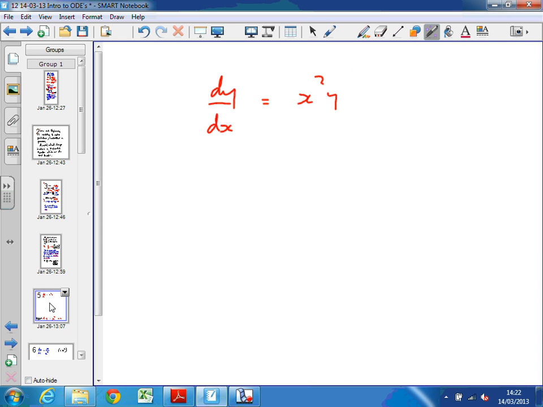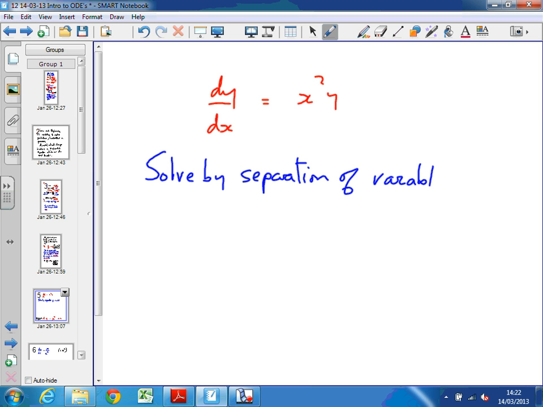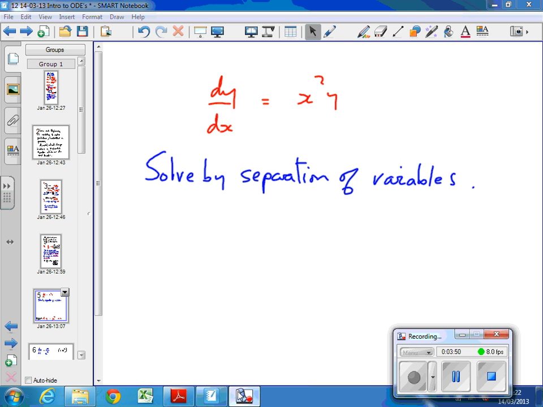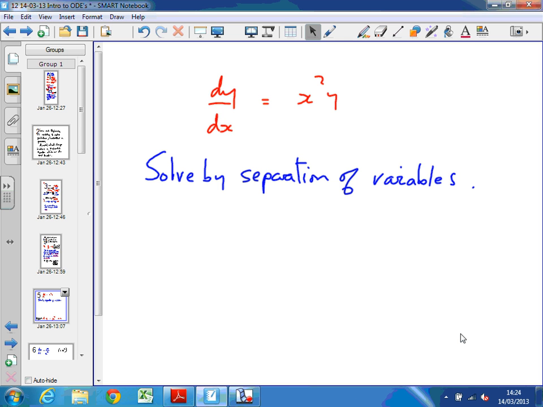So let's look at this one. There it is: dy by dx equals x squared y. And we're going to solve by separation of variables. And what we need to have to hand, or in our minds, is that table of standard integrals, because we're going to use integration to do this. So get yourself to hand the table of standard integrals. Okay, so let's go then.